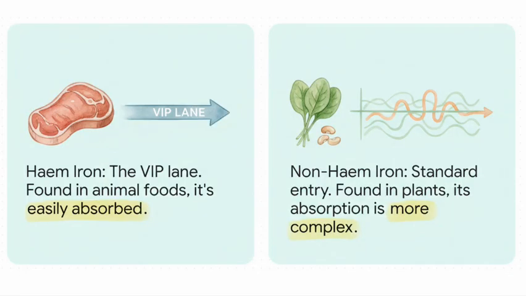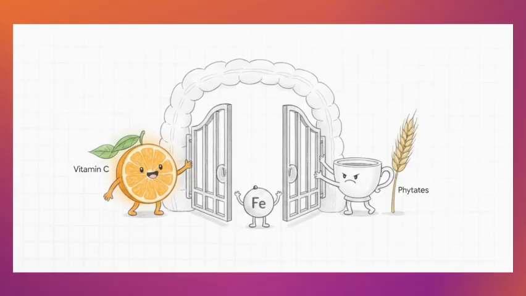Although non-heme iron constitutes the majority of dietary iron intake, heme iron is absorbed more efficiently. That is because the bioavailability of non-heme iron is influenced by many dietary factors. If you have vitamin C in your food, it would enhance iron absorption, whereas presence of phytates and tannins would do the opposite.